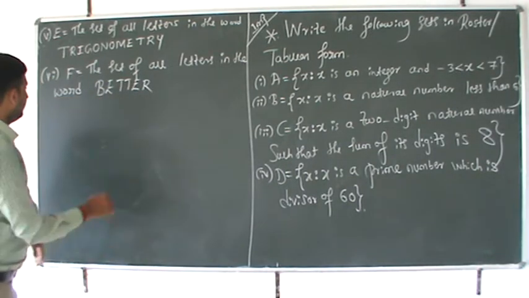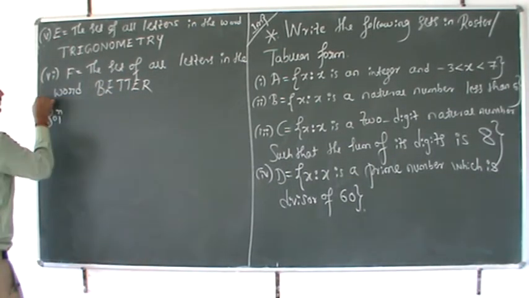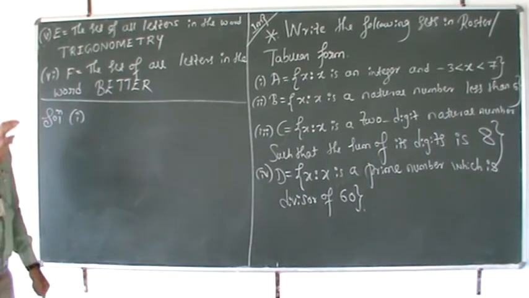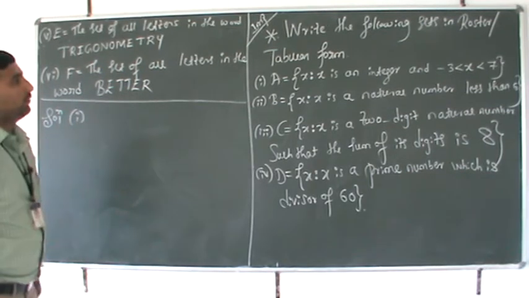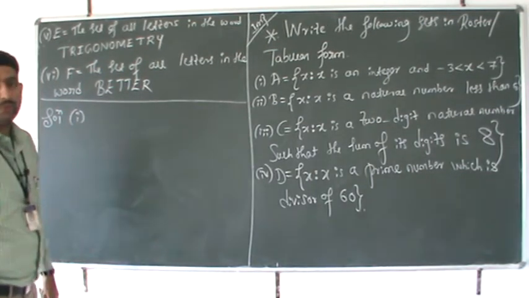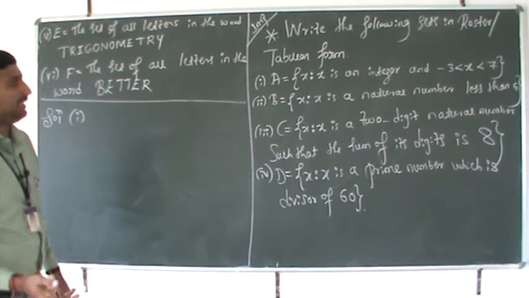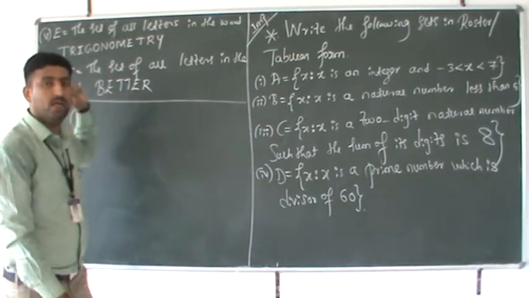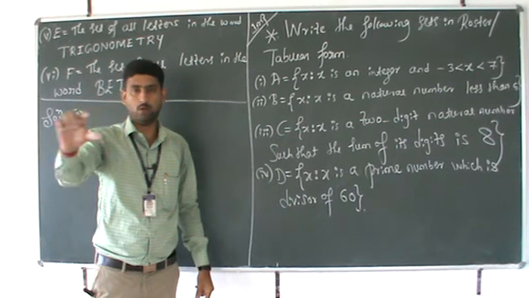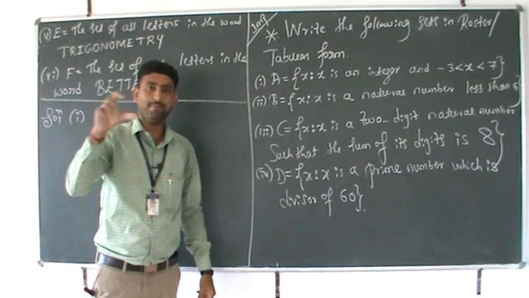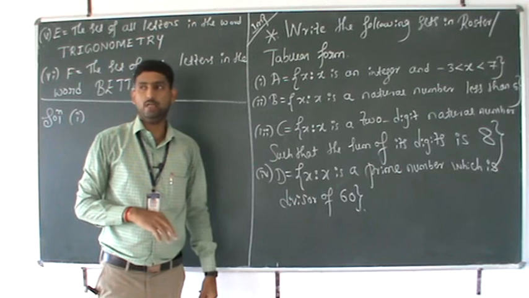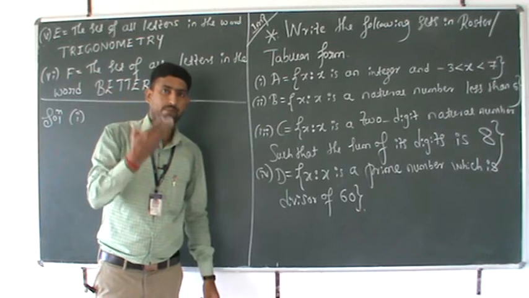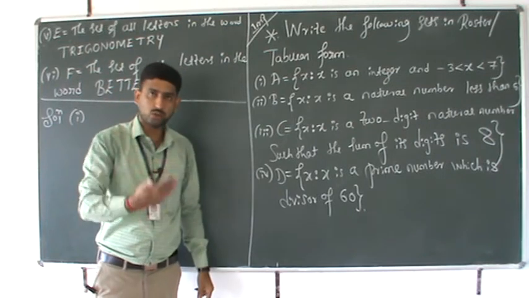First, what is our job? I will write it as a solution. Solution number 1. What they are asking is to convert the following sets into roster or tabular form, which indicates that all the questions, up to 6 questions, are given in statement format. Once they are in statement format, that is the set builder rule. But we are able to write things from set builder to roster or roster to set builder.